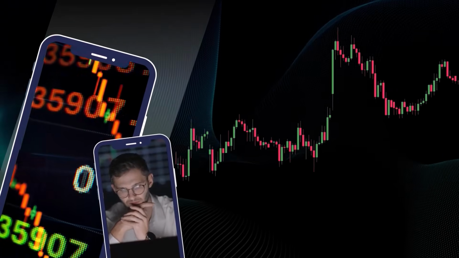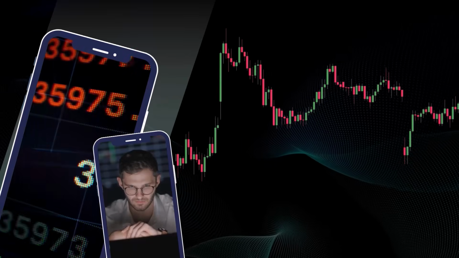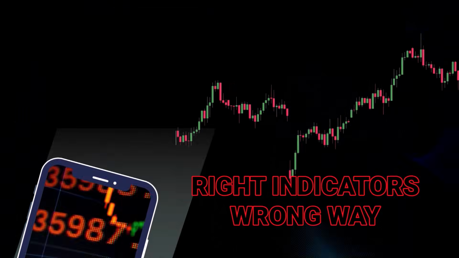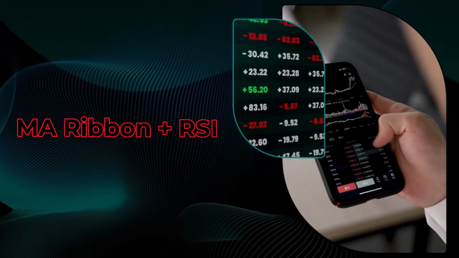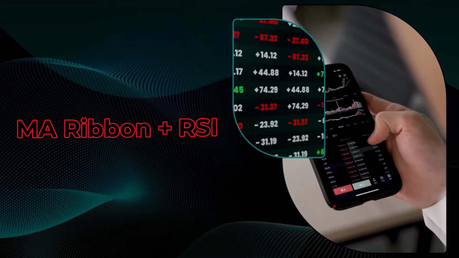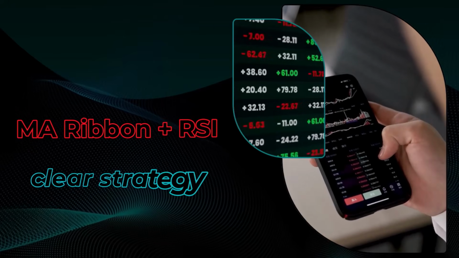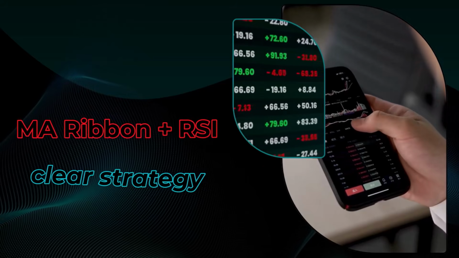Have you ever entered a trade, followed all rules, and still watched the market move against you? One of the biggest reasons is using the right indicators in the wrong way. In this video, I will show you how to combine the Moving Average Ribbon and RSI so each indicator has one simple job. By the end, you will have a clear strategy you can use on almost any market to find higher quality trade setups.